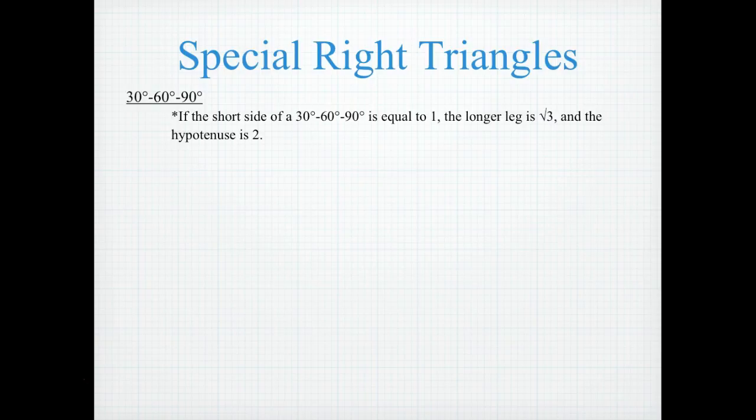Lastly, we have a 30-60-90 triangle. If the short leg of a 30-60-90 triangle is equal to 1, then the longer leg is equal to the square root of 3, and the hypotenuse would be equal to 2. So the leg that's opposite of the 30-degree angle is 1. The leg that's opposite the 60-degree angle is the square root of 3. The hypotenuse, opposite the 90-degree angle, is 2.